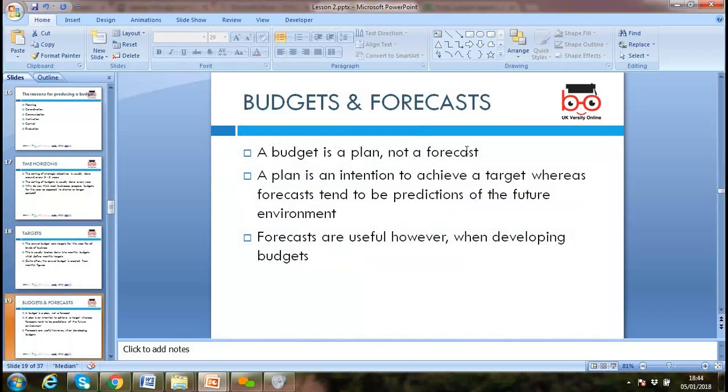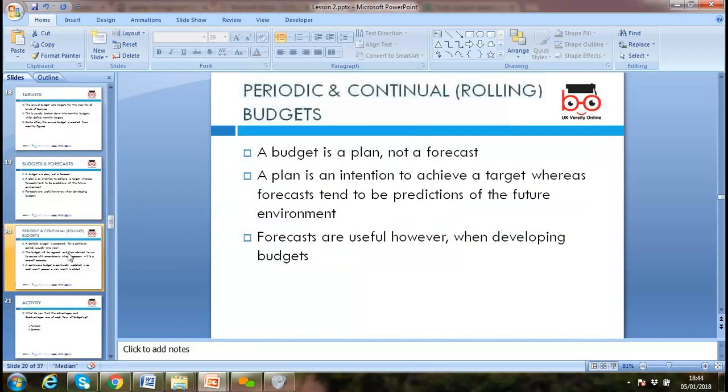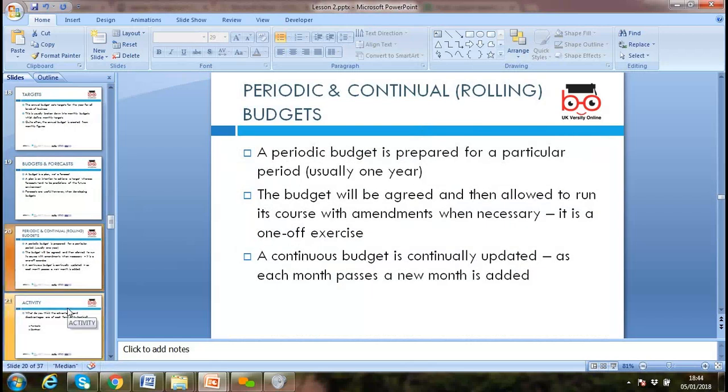Okay, budget and forecast. Budget is a plan, not a forecast. A plan is the intention to achieve a target, whereas a forecast tends to be a prediction of the future environment. Prediction, yeah, is difficult. So this is a generic discussion about budget.